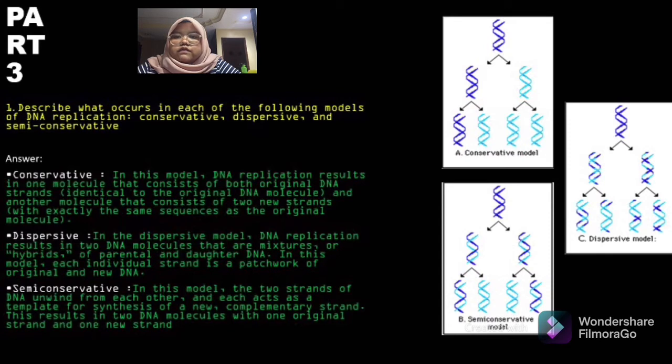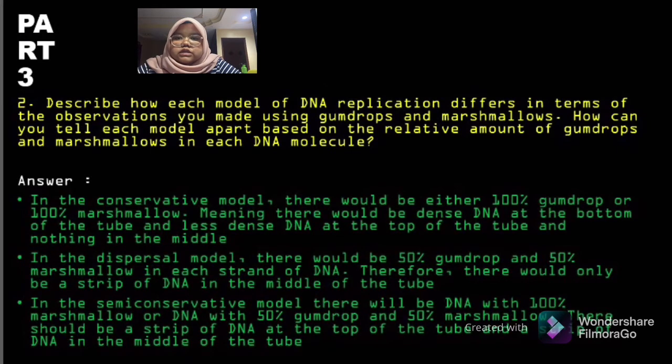In this model, each individual strand is a patchwork of original and the new DNA. And semi-conservative, in this model, the two strands of DNA unwind from each other and each acts as a template for the synthesis of a new complementary strand. This results in two DNA molecules with one original strand and one new strand. Next question. Describe how each model of DNA replication differs in terms of the observations you made using gumdrops and marshmallows. How can you tell each model apart based on the relative amount of gumdrops and marshmallows in each DNA molecule.